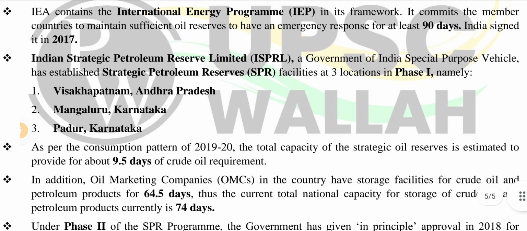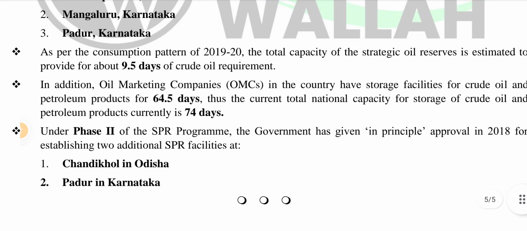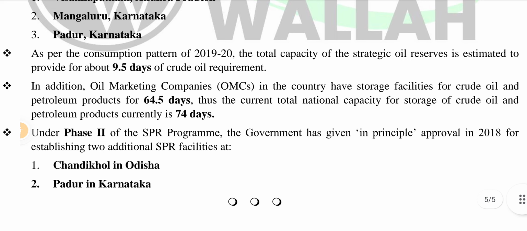Indian Strategic Petroleum Reserves Limited (ISPRL), a Government of India special purpose vehicle, has established a strategic petroleum reserves SPR facility at three locations in phase 1, namely Visakhapatnam, Andhra Pradesh, Mangaluru, Karnataka, and Padur, Karnataka, as per the consumption pattern of 2019-2020. The total capacity of the strategic oil reserves is estimated to provide for about 9.5 days of crude oil requirement.